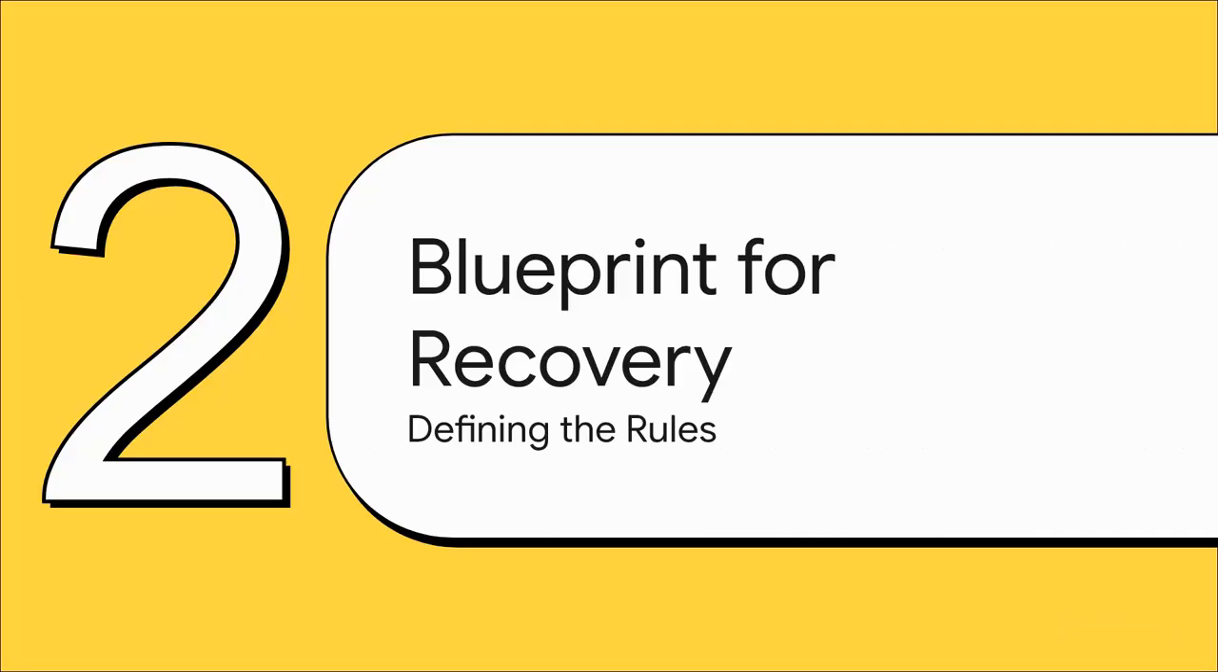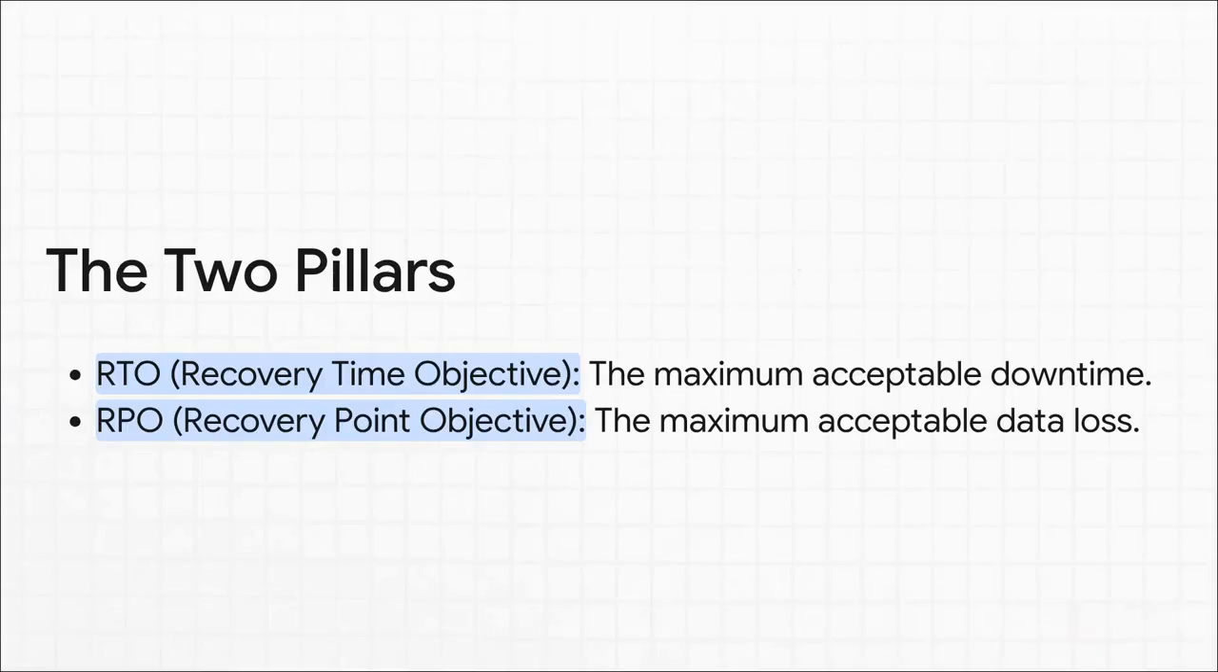Okay, so with that kind of money on the line, you can't just cross your fingers and hope for the best. The very first thing we had to do on this journey was to stop worrying in vague terms and start defining exactly what good looked like. We had to set clear, measurable rules for the game. And that brings us to the two absolute pillars of any disaster recovery plan, RTO and RPO.